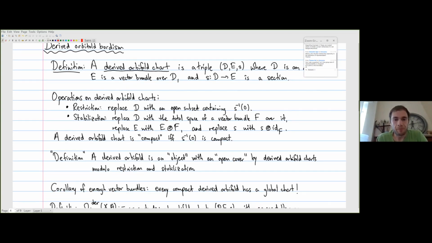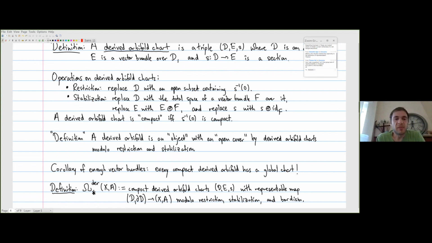Okay, so we can now define the derived bordism group of an orbispace pair X, A, in the same way as the underived orbifold bordism groups. You just look at compact derived orbifold charts with a map to X, and we have the same relations as before, bordism, and then we add restriction and stabilization as well.